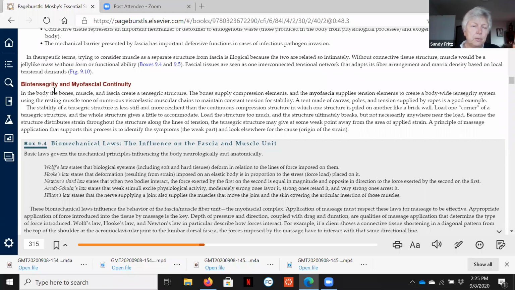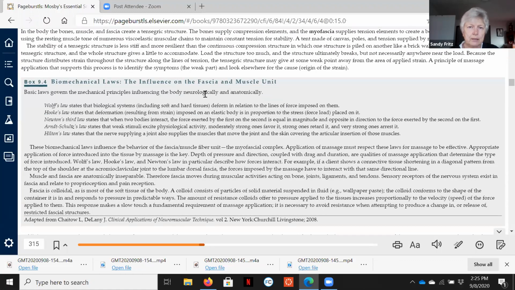And then there's this whole thing about biotensegrity and the myofascial continuity. And you might want to take a look at people like Tom Myers or Robert Schleip. They have talked about this. And that concept really came from Buckminster Fuller way back when.